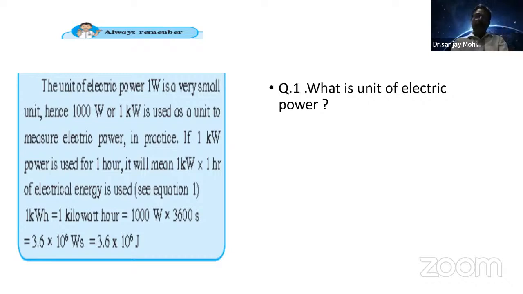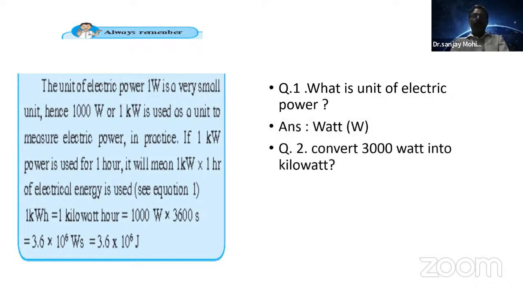For your purpose, on the left hand side, I kept the passage as it is. When you study this type of passage or text matter in the textbook, always remember what the possible questions are going to be. Look at question number 1. What is the unit of electrical power? The answer is watt. Convert 3000 watt into kilowatt. The answer will be 3 kilowatt.